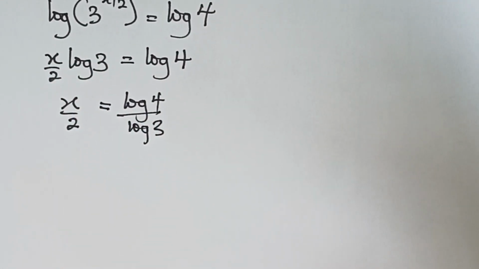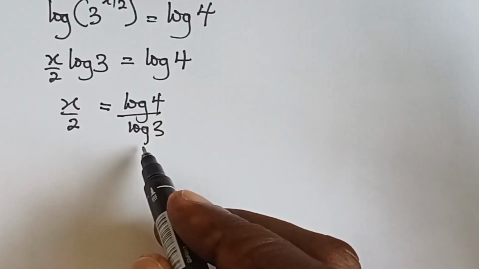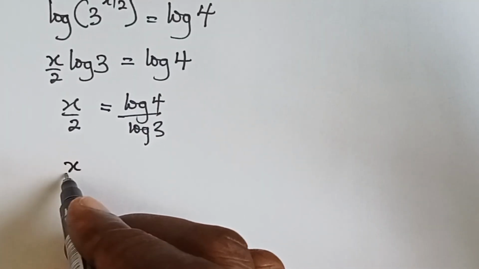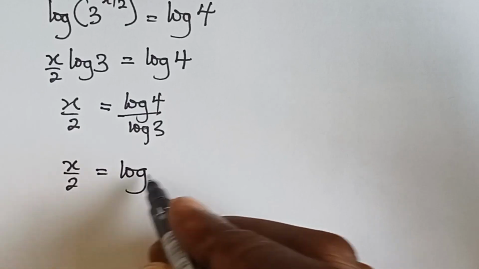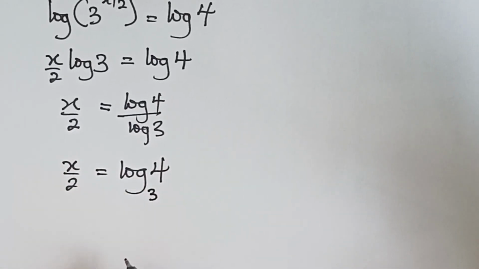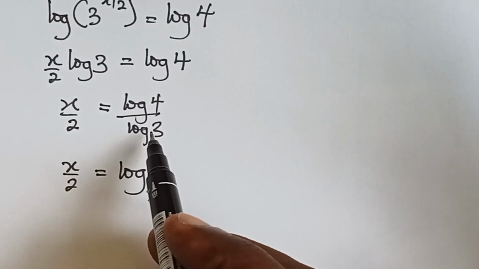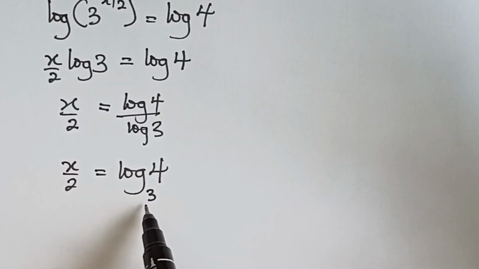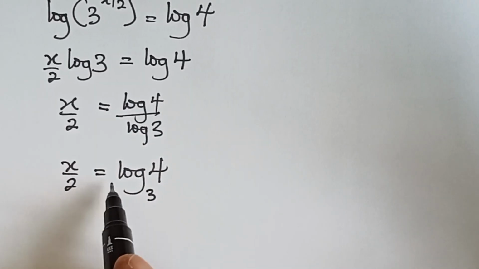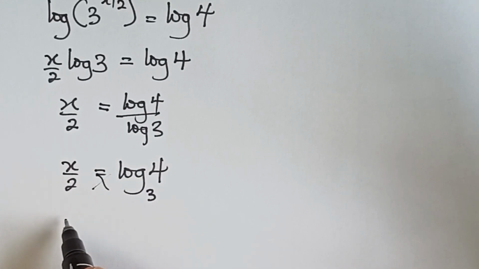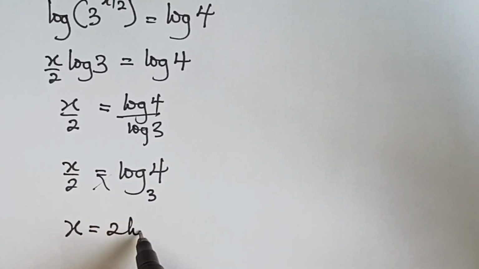Another way to write log 4 over log 3 is log 4 base 3. One of the laws of logarithm says that if you have log A over log B, it's the same thing as log A base B, and that's what we have applied. Then here we can cross multiply. It means our x equals 2 log 4 base 3.